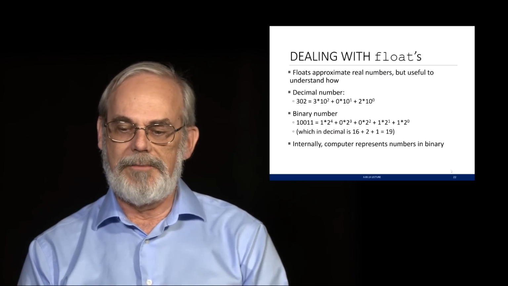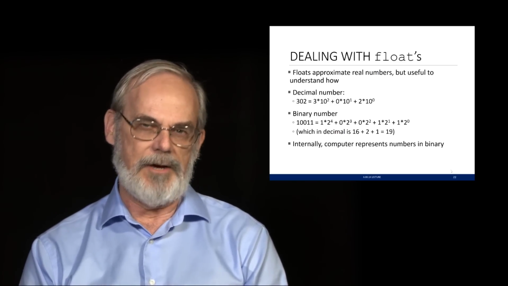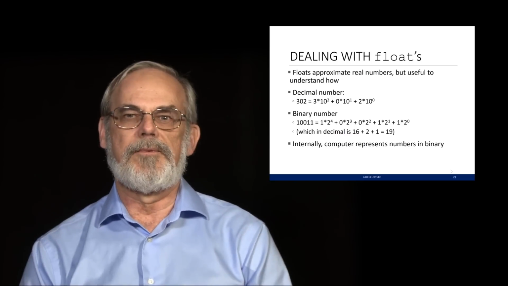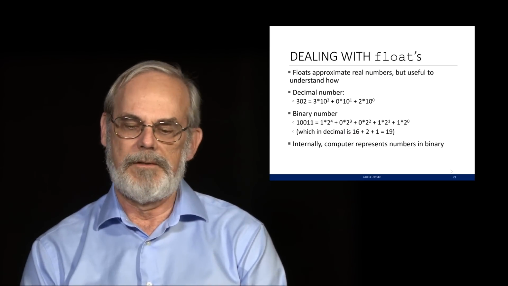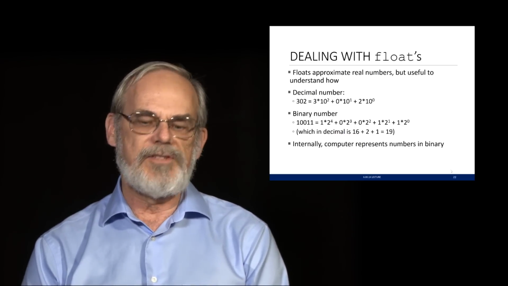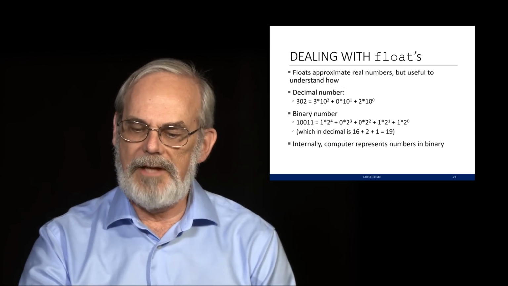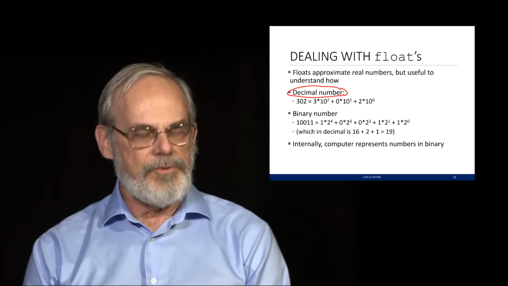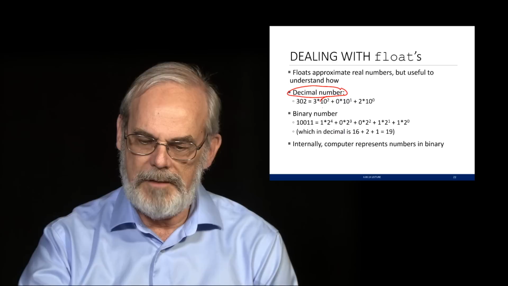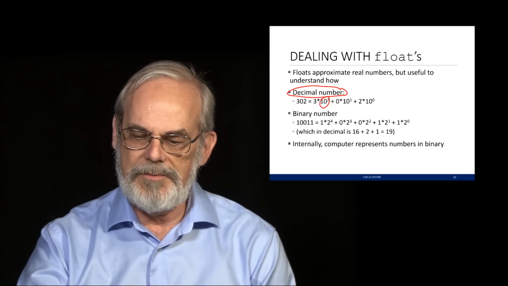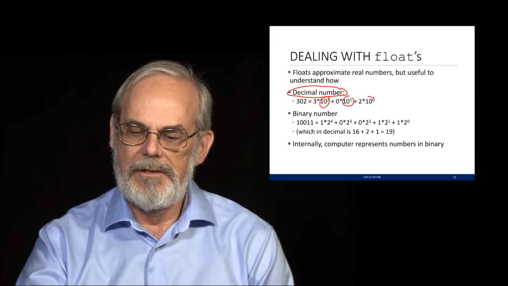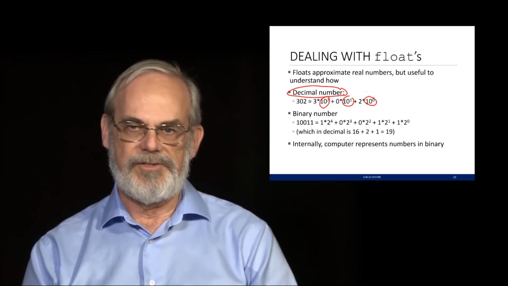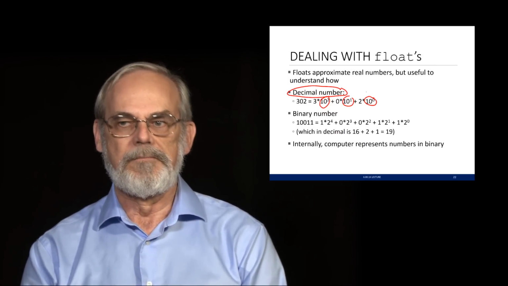They certainly approximate them, but it's useful to get a sense of how the machine actually stores it, because it can't store an infinite number of decimal points or digits after the decimal point inside the machine. Here's the basic idea. Let's start with a decimal number, the numbers you're used to dealing with. The number 302 is really 3 times 10 squared plus 0 times 10 to the first power plus 2 times 10 to the 0th power, or 1. It's 300 plus 0 tens plus 2 ones.